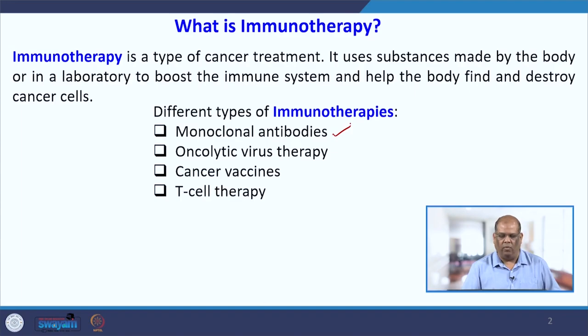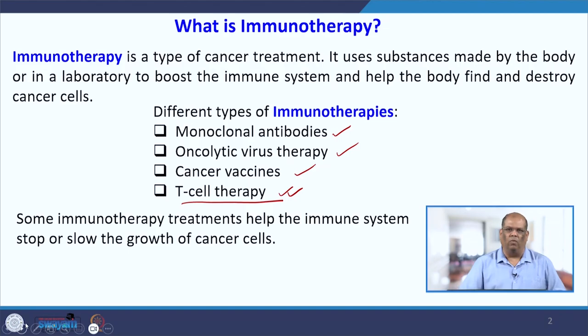So, there are many kinds of immunotherapies. First is the monoclonal antibodies. Then we have oncolytic virus therapy, cancer vaccines, and T cell therapy. There are many more, I just named four of them. In this model, we will be using this T cell therapy as our immunotherapy.